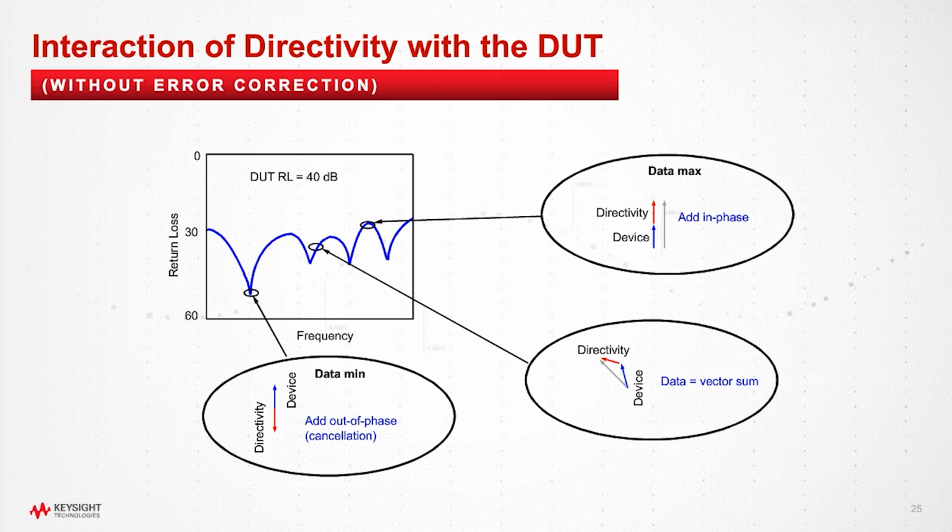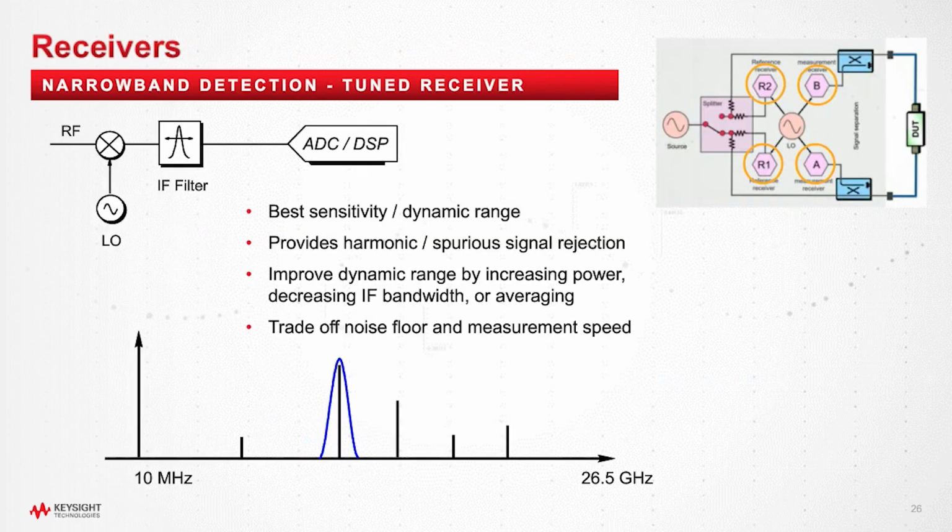But most of the time you'll get some sort of error when their phase is random, and that'll just result in all of these fluctuations that you see here. And we can use vector error correction to get rid of most of the directivity error if our system is properly calibrated. Next, let's look at the receivers.